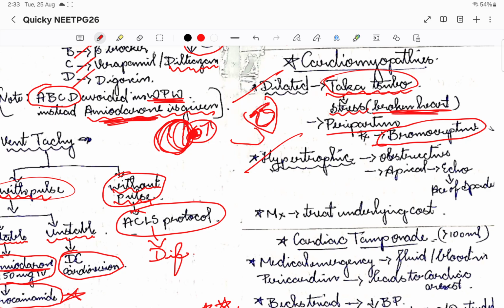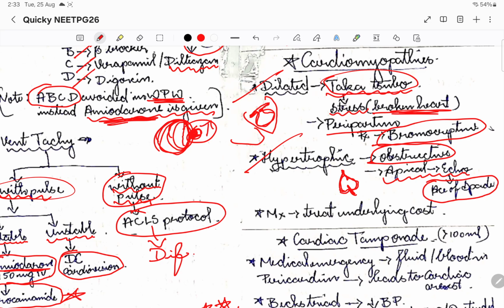So that is where we used bromocriptine, right? So here also we are going to use bromocriptine. Then coming to hypertrophic cardiomyopathy, there is HOCM, hypertrophic obstructive cardiomyopathy. The apical echo would look like an ace of spade, just like an ace of spade. So this is how the ace of spade is. This is what the echo would look like.